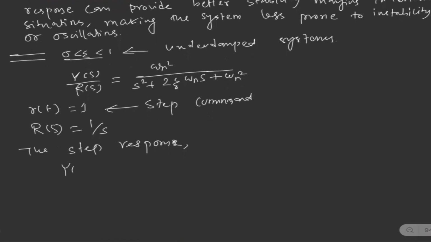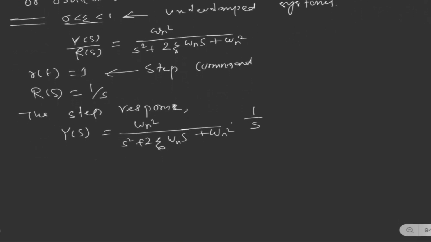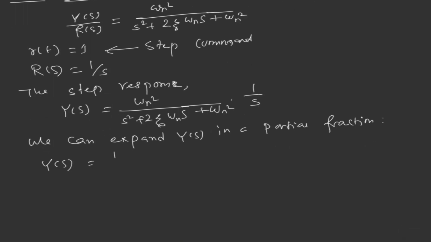The step response is given by Y(s) = ωn² / (s² + 2ζωn s + ωn²) × 1/s. Now, if we use the partial fraction approach, we can expand Y(s) in partial fractions: Y(s) = 1/s − (s + 2ζωn) / (s² + 2ζωn s + ωn²).